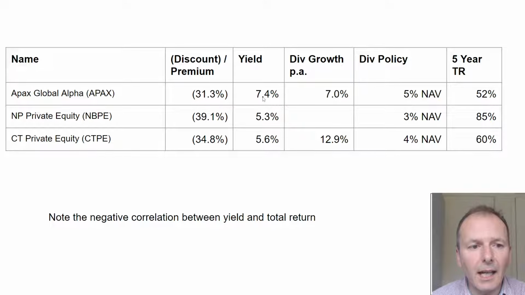This is private equity. What we notice here is that there's a negative correlation between the total return and the yield. So the lower the yield, the higher the return, which is interesting. Their dividend policies are to pay out a certain percentage of net asset value, currently on quite a strong discount to net asset value. That's because some of the asset values are a bit out of date, and then people lack confidence in how these companies are actually valuing their assets.